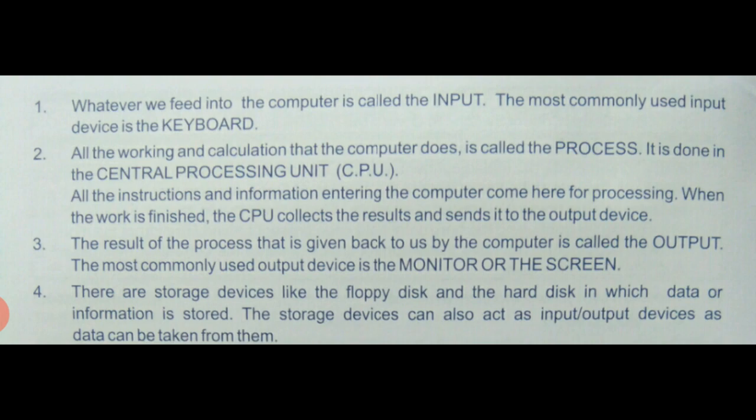Third, the result of the process that is given back to us by the computer is called output. Whatever result is given by the computer to the output device is nothing but the output. The most commonly used output device is the monitor or the screen. And fourth, there are storage devices like floppy disk and hard disks in which data or information is stored. The storage device can also act as an input-output device, as data can be taken from them. See, if we think about the storage device, it acts as both input and output. Okay.